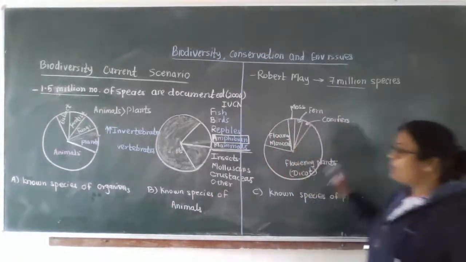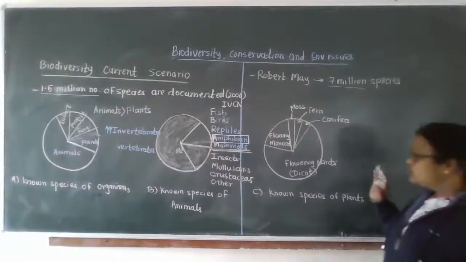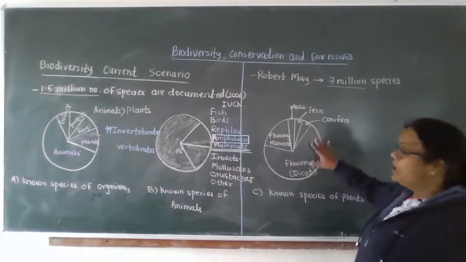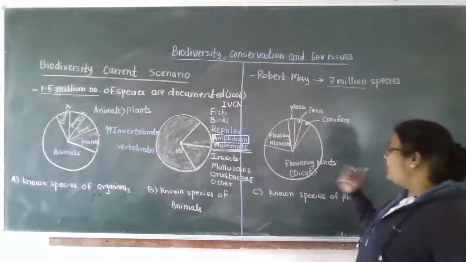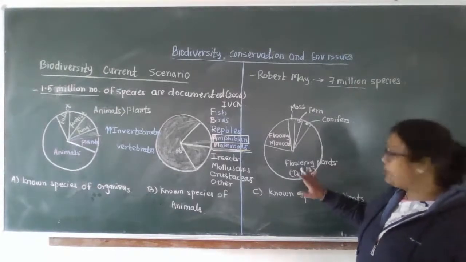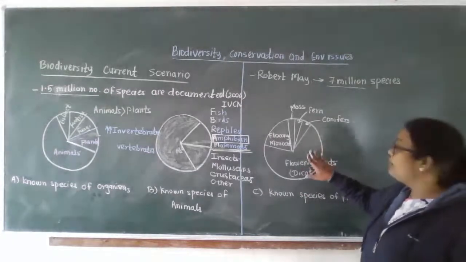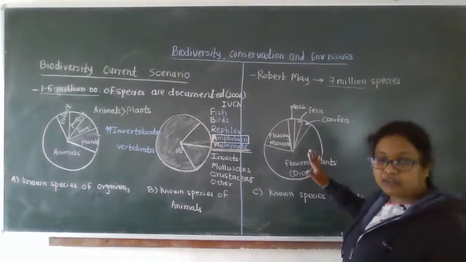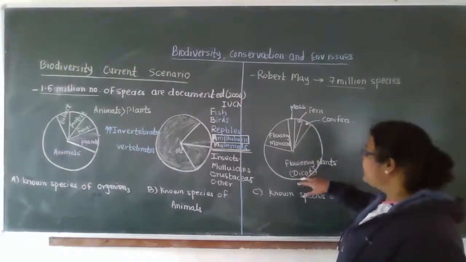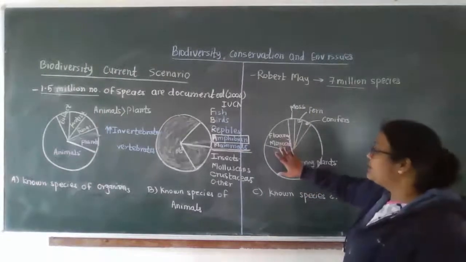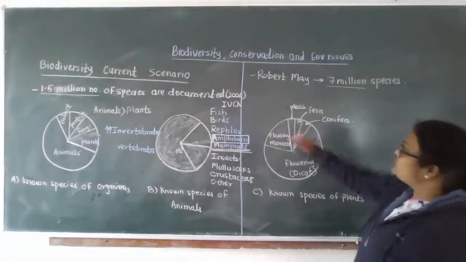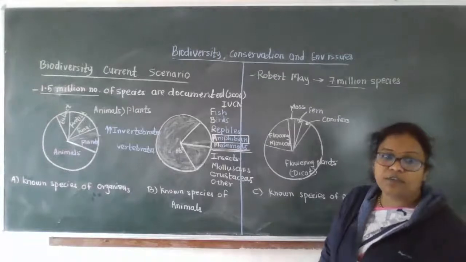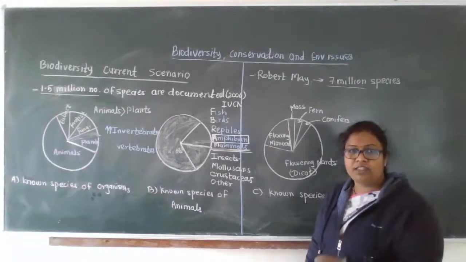Right. So the third pie chart is related with the known species of plants. This pie chart shows that the maximum number is of dicots, which are flowering plants. So flowering plants which are dicots are more in number. As you know, as compared with animals, the number of plant species is less. After the flowering dicots come the flowering monocots, followed by the mosses, then the ferns, then the conifers. So you have to remember the sequence of which species are dominant in number as compared with the others.